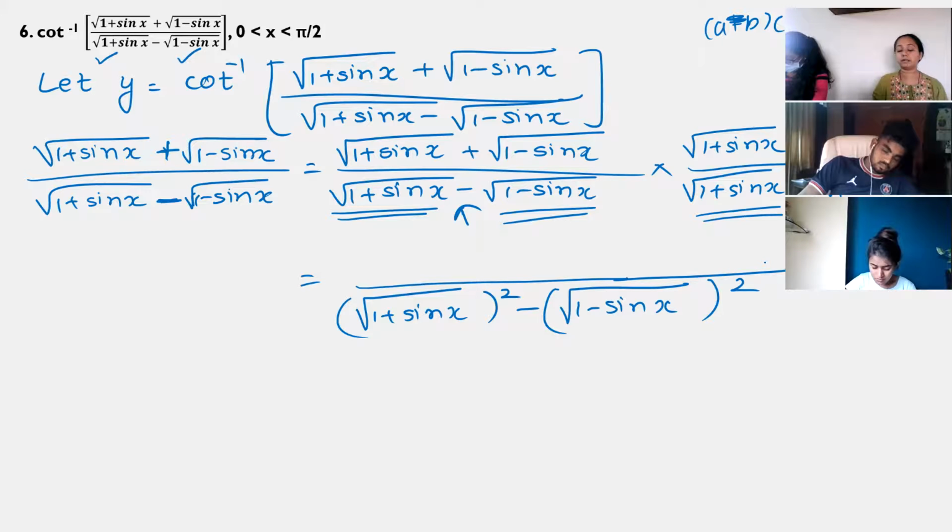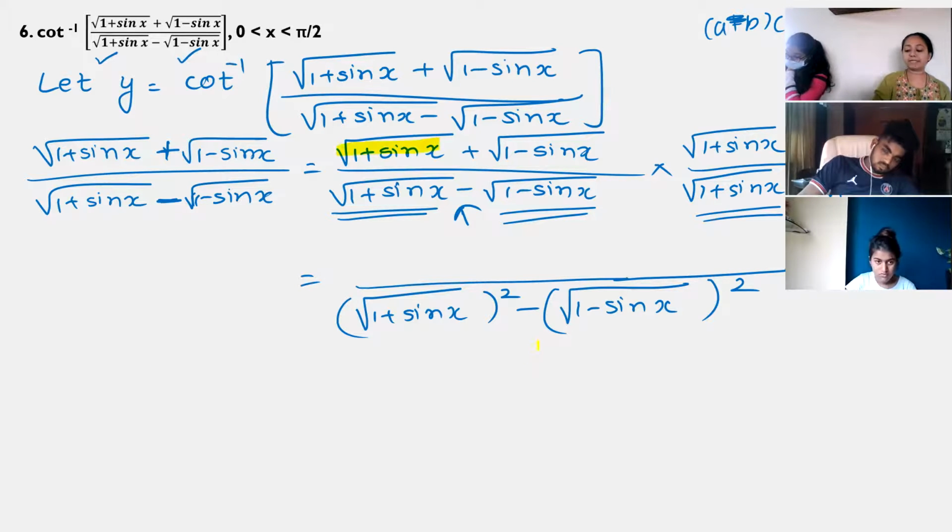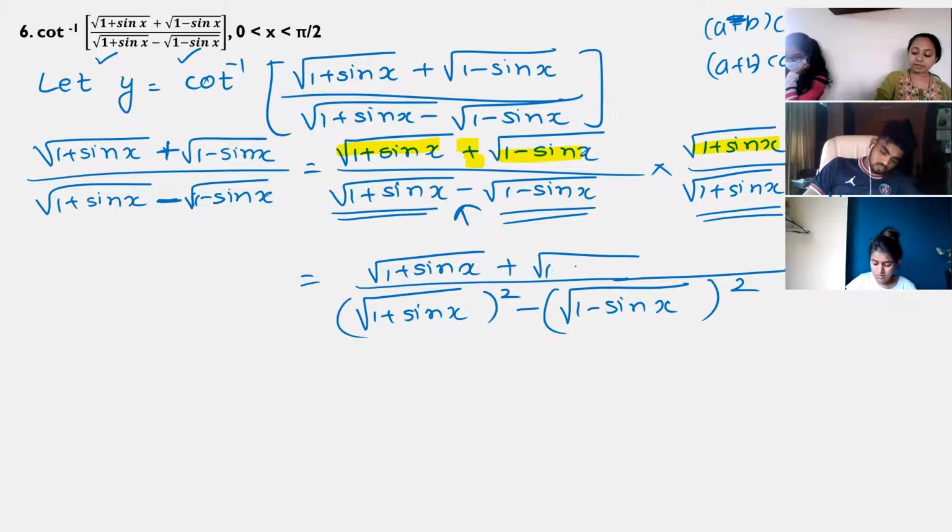What about the numerator then? Numerator, if you observe, it's 1 plus sin x, 1 plus sin x, 1 minus sin x, 1 minus sin x, plus. That means it is like a plus b into a plus b. That is a plus b the whole square. Let's do that: 1 plus sin x plus 1 minus sin x, a plus b whole square.